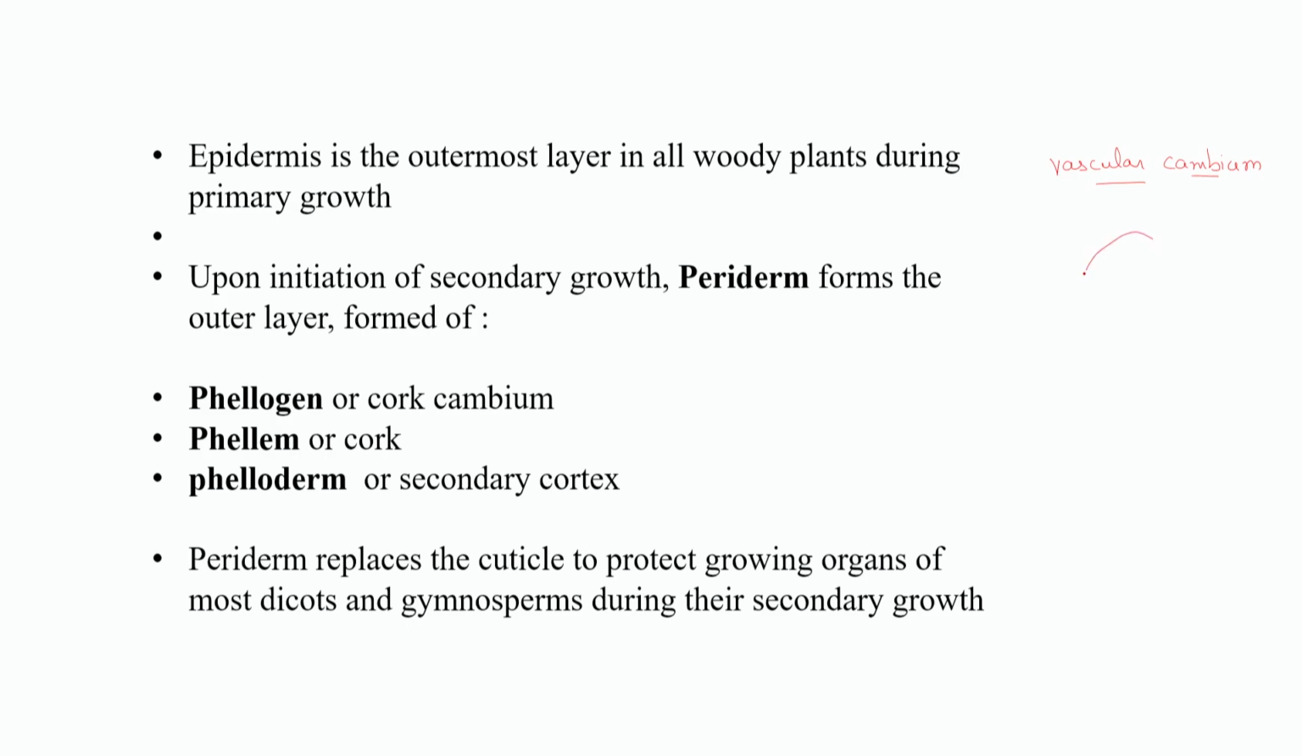This we have already discussed, that inside the stele, it is also known as intrastellar because this cambium arises inside the stele. You have vascular bundles in the stem in the form of rings, and then you have intrafascicular cambium and interfascicular cambium. They will join to form a ring-like structure and they will give out phloem on the outer side and xylem on the inner side. So that all we have discussed.